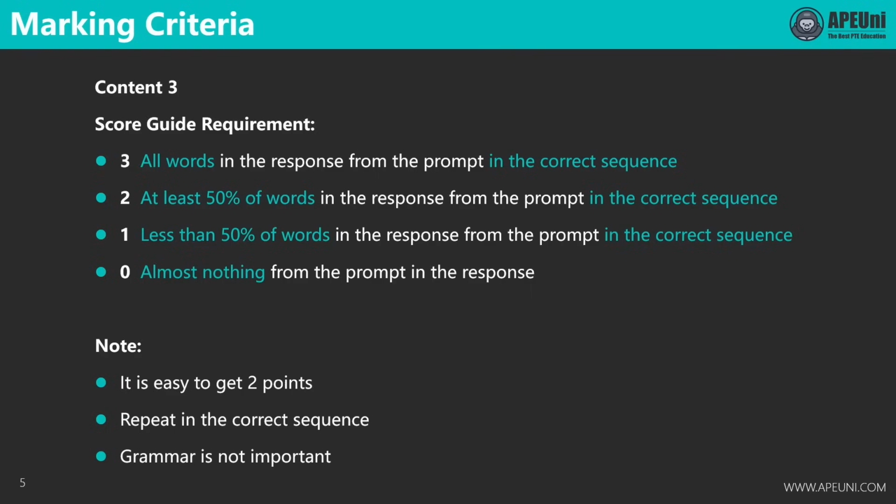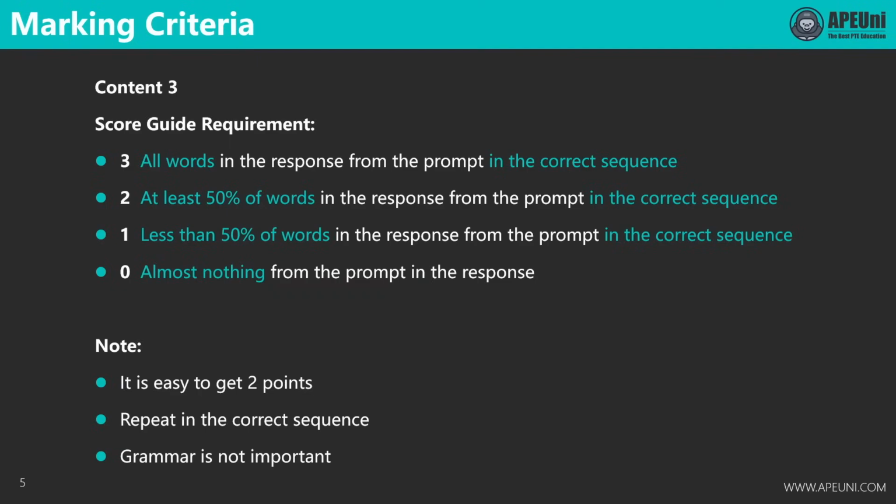Let's take a look at how content is scored. As described in the score guide from Pearson, the requirement of a perfect score of 3 is to repeat all words in the correct sequence, which is a quite difficult task. And in order to get 2 points, you need to repeat at least 50% of the words in the correct sequence. This is a lot easier than 3 points. To get 1 point is to repeat less than 50% of the content. You will get 0 point if you repeat almost nothing from the audio.